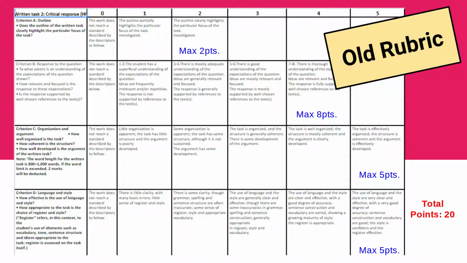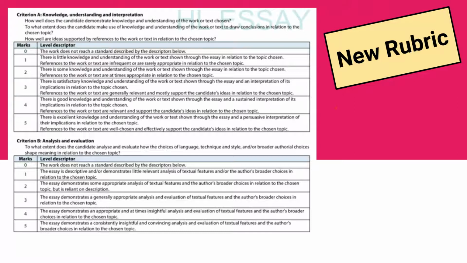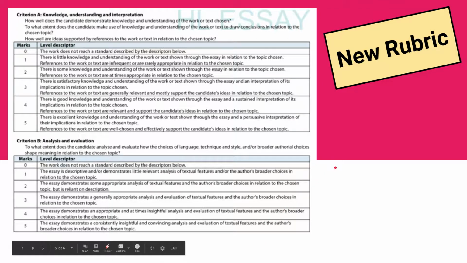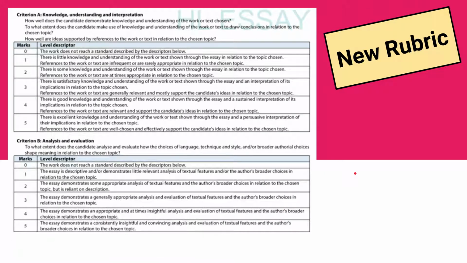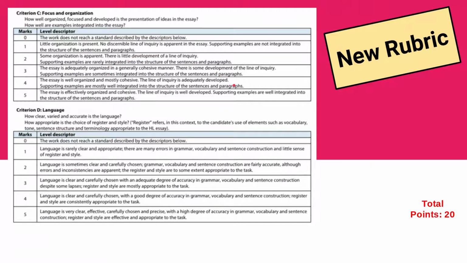So this is the old rubric. For criterion A, B, C, and D, they had different weights, right? It used to be that criterion A was only out of 2 points, B was only out of 8, and C and D were each out of 5, for a total of 20 points. The new rubric, as of the 2020-2021 school year, has all four criteria, A, B, C, and D, out of 5 points. And there's a little descriptor next to each of them to tell you exactly what you need to do in order to score those points. So 4 categories, 5 points each. Again, it's still out of 20 points.